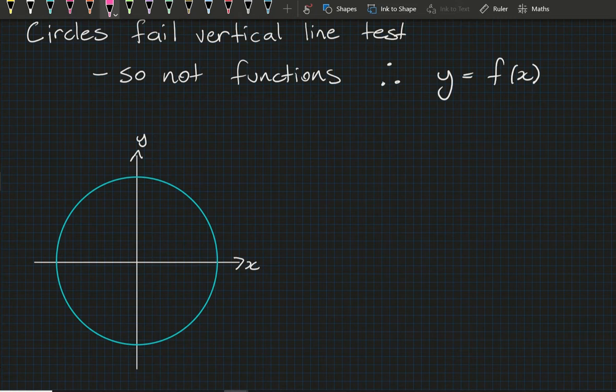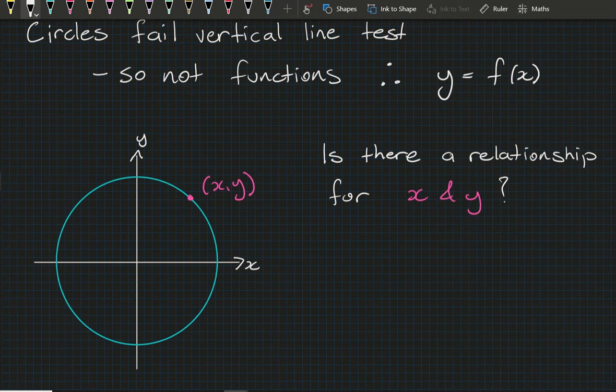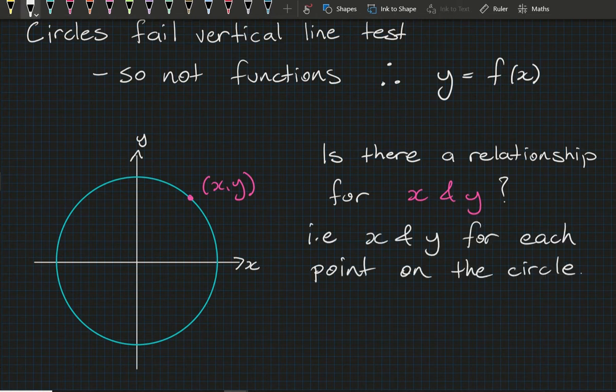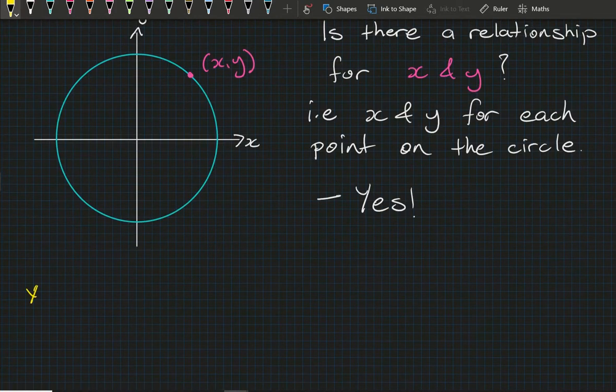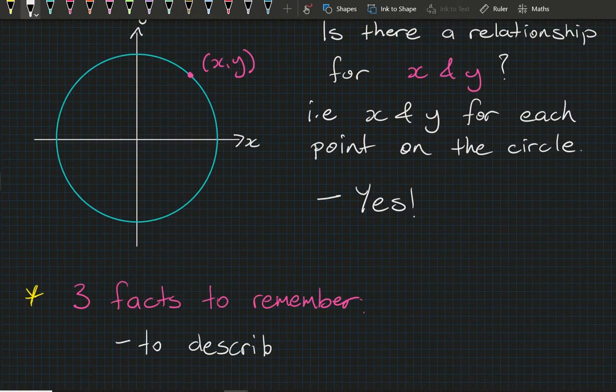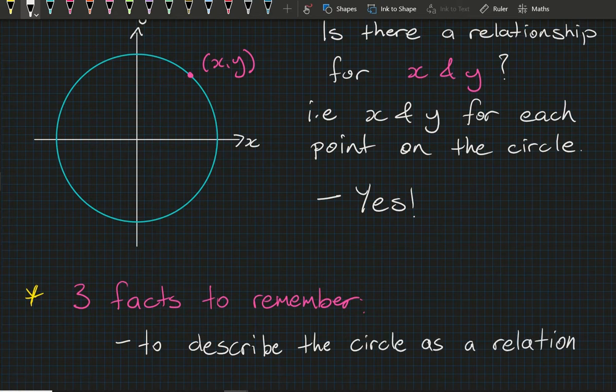So for some point x and y on the circle, do you think that there's a relationship for x and y, i.e. the x and y for each point on the circle? So what do you think? Well, the answer is yes. Throughout this lesson, we need to remember these three facts if we want to describe the circle as a relation between x and y.